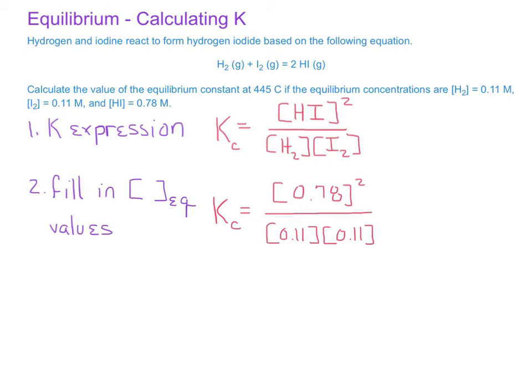Since these are given to us, we see that the concentration of the hydrogen iodide is 0.78, so that goes on top in the numerator and we'll square that value. And then in the denominator, we'll have 0.11 molar for hydrogen and 0.11 molar for the iodine gas. When we plug in these values into our calculator, remembering to square the numerator, we find that the equilibrium constant Kc at this temperature is 5.0 times 10 to the first. And as we've mentioned when we began talking about equilibrium constants, these will just be numeric values without units, because equilibrium constants are unitless quantities.